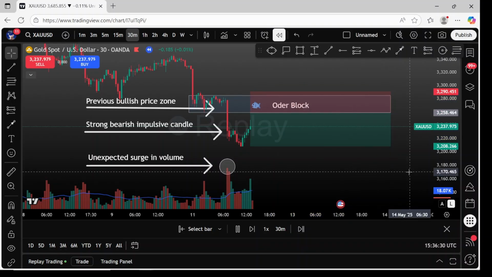And of course, risk management is key. I never risk more than 5% of my account per trade, and I make sure all open trades combined don't risk more than 30% of my account.